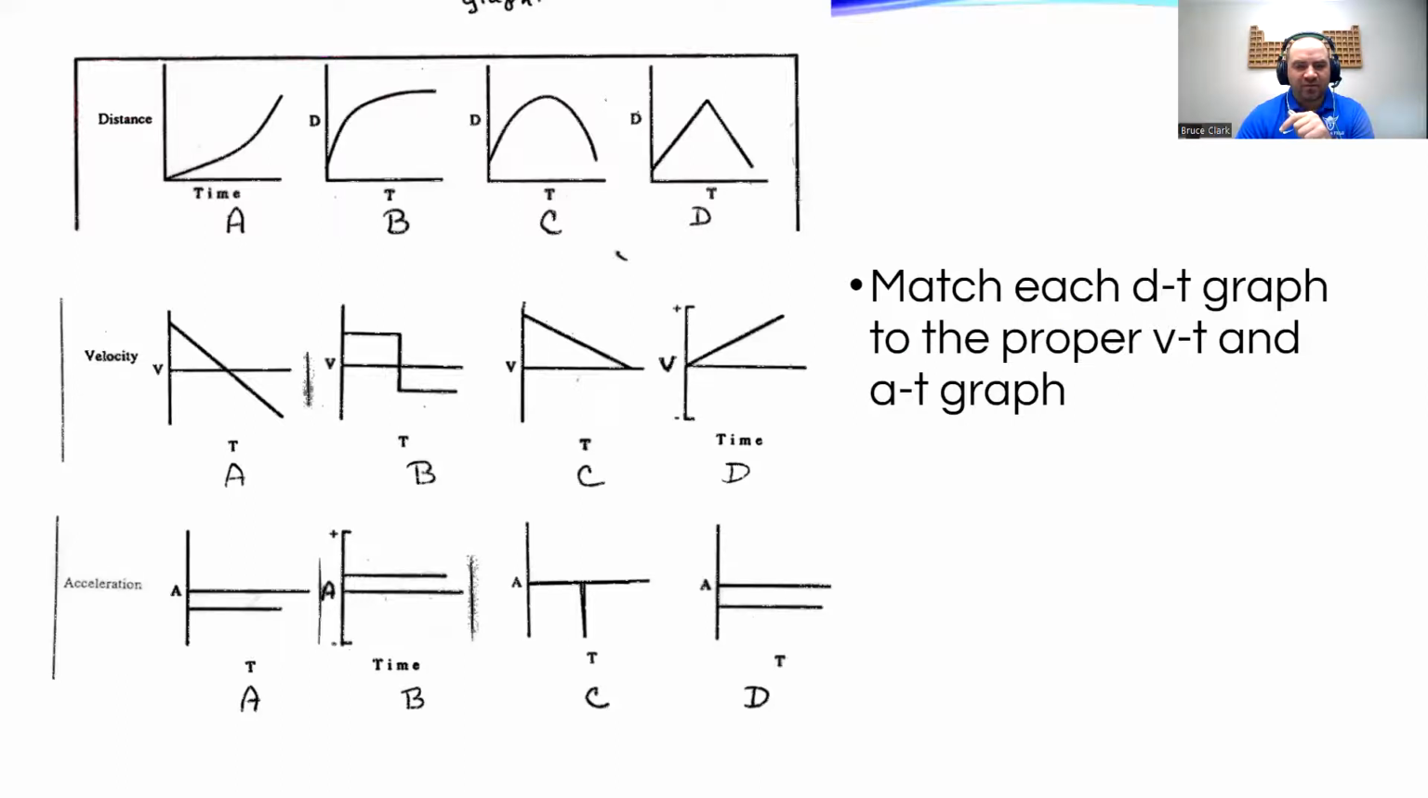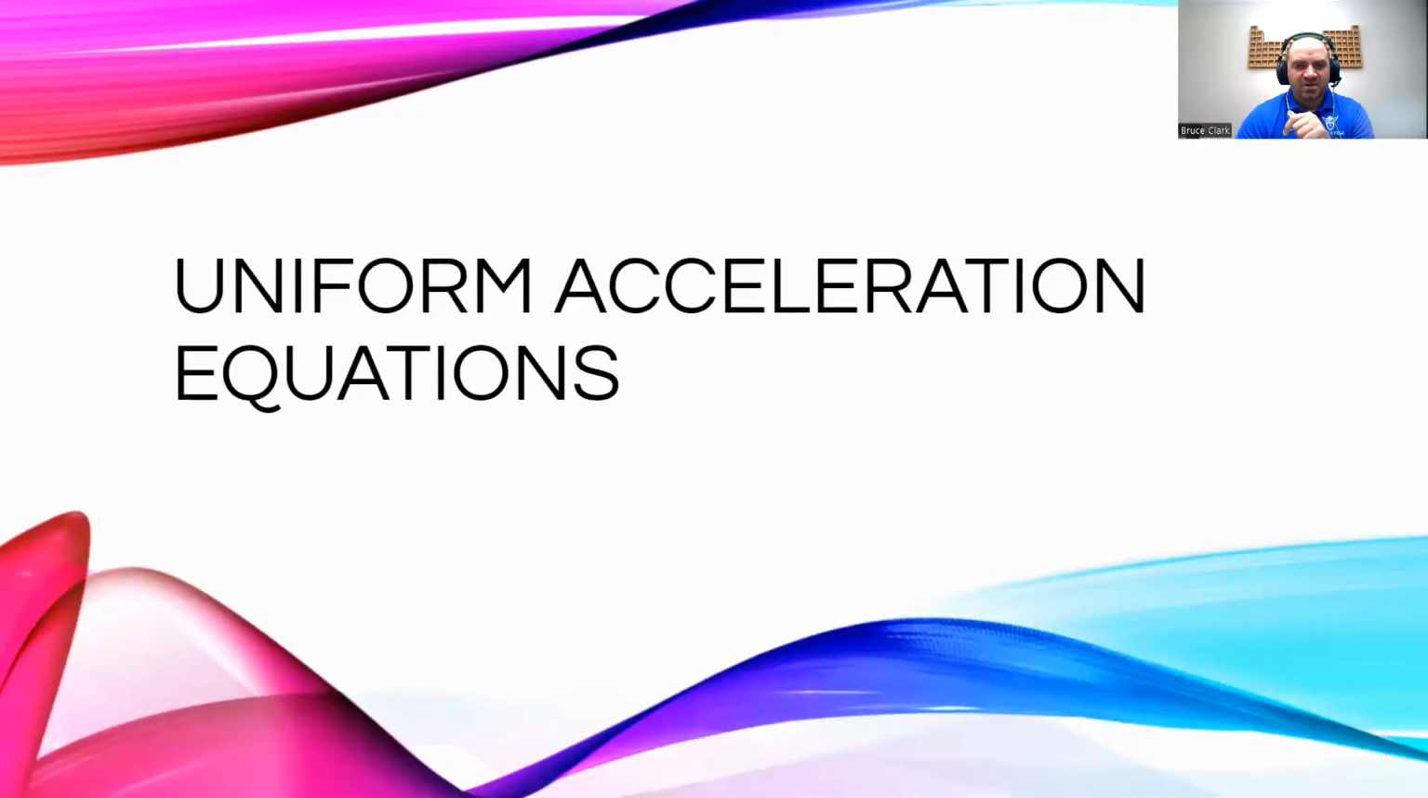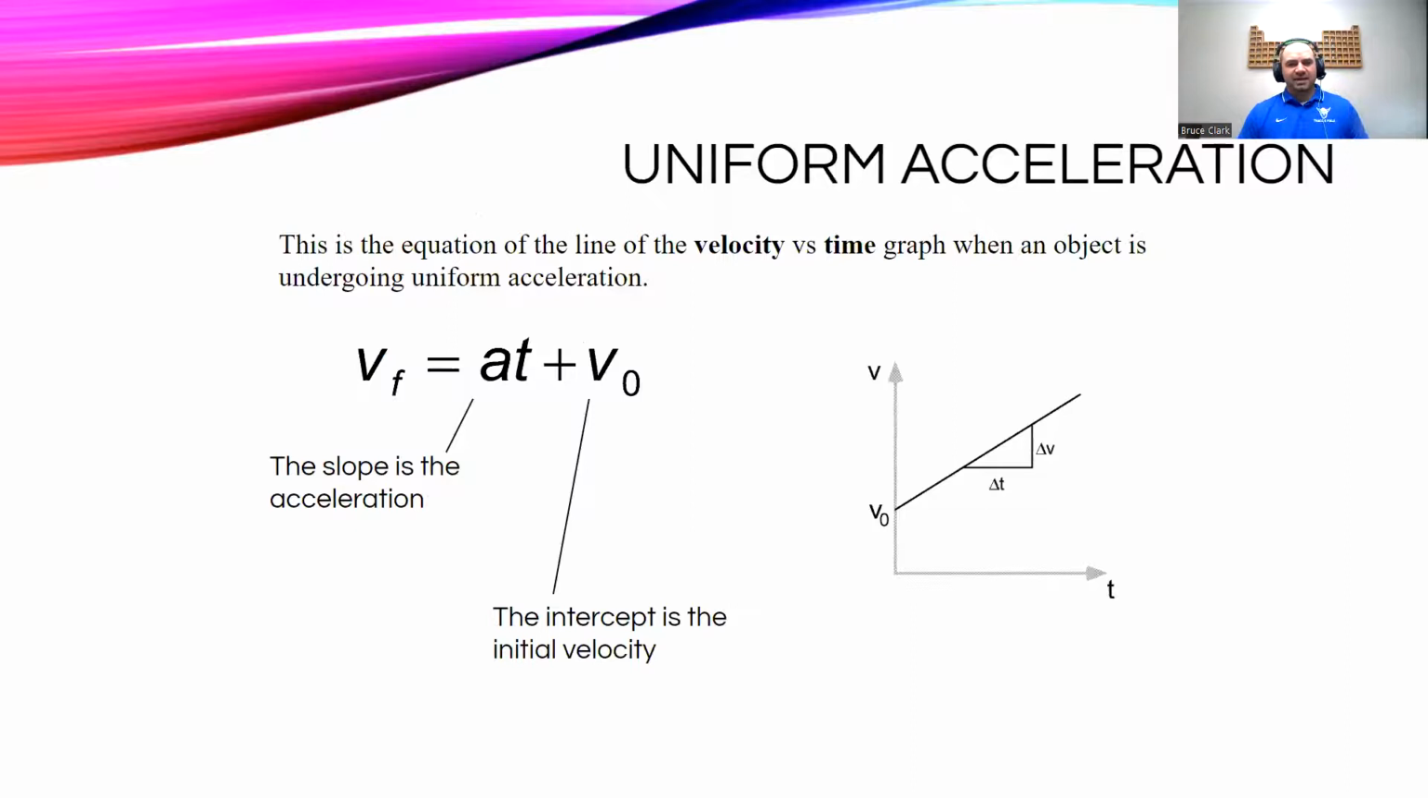We did the graphing before. Uniform acceleration equations. This is what we're getting to today. This is the only one you're going to need for today's assignment. Here is our equation. V sub f equals a t plus v sub 0. Okay, what does that mean? V sub f, that is the final velocity. So the final speed an object or a person is going, equals a, which is acceleration.